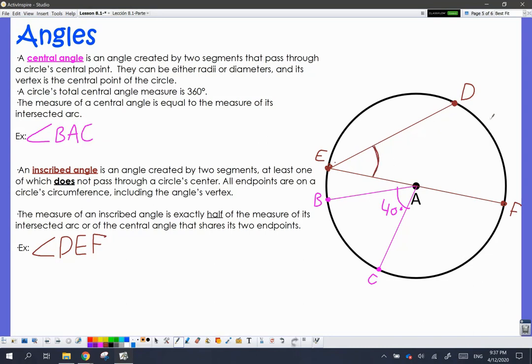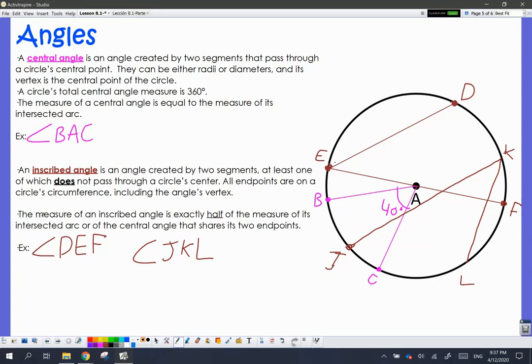You had something extending outwards like that. With the vertex outside, that's not inscribed anymore. The vertex has to be on the circumference of our circle. So even something like this is also an inscribed angle. Let's say this is J, K, and L. Angle JKL is also inscribed.